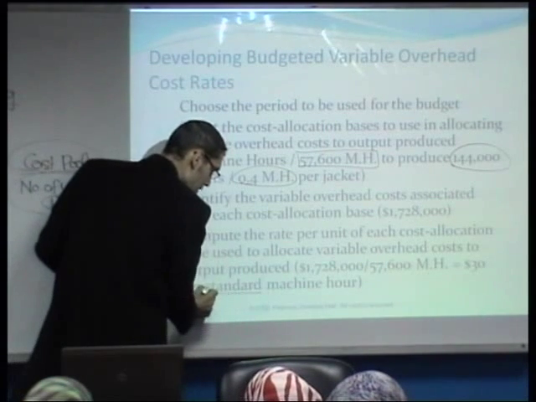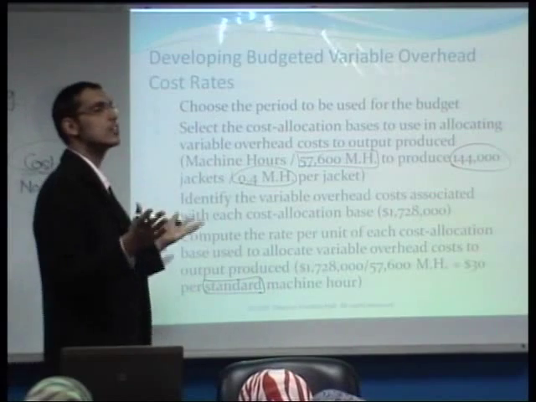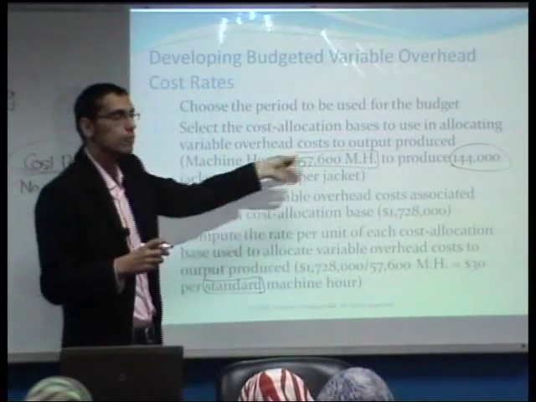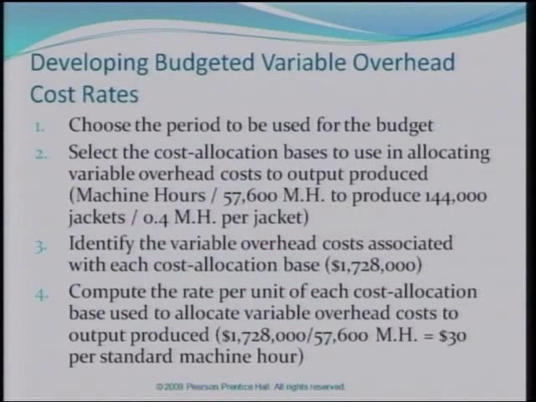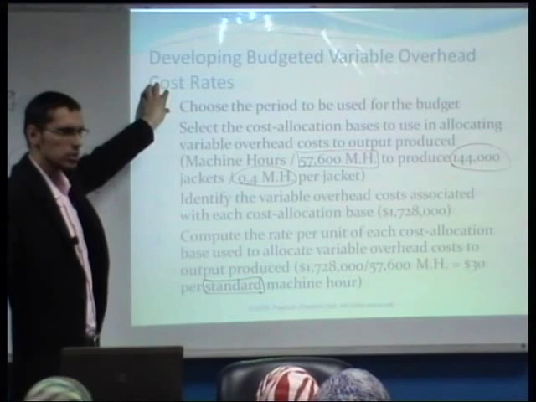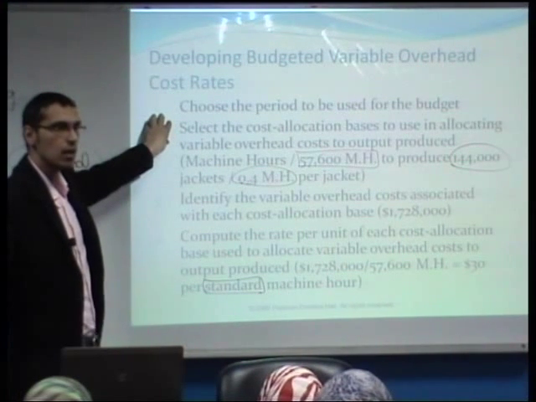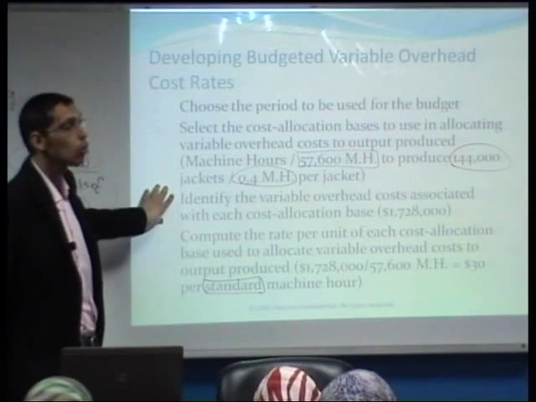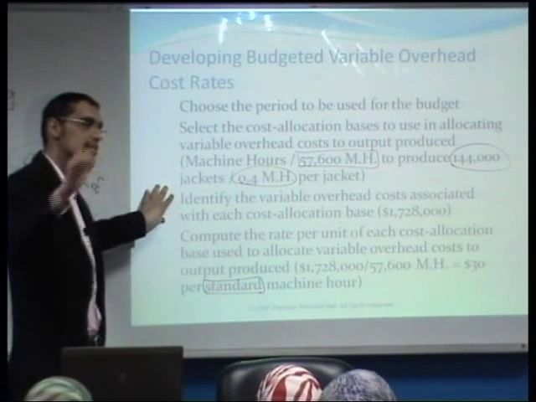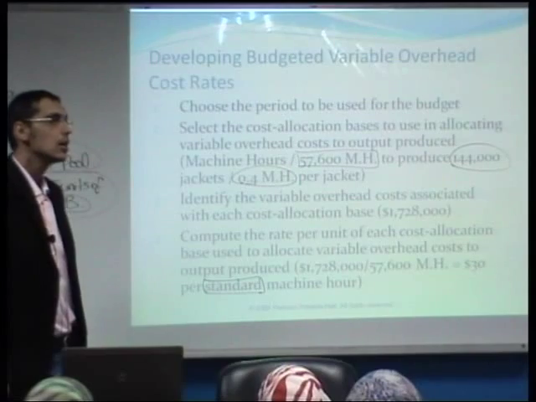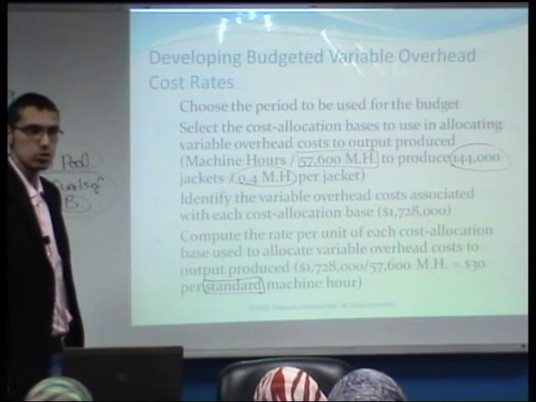Per standard machine hour. Why standard? Because we are considering a standard number of machine hours, and also the standard costs, or the cost pool for the variable manufacturing overhead. Therefore, for the standard budgeted rate for the variable manufacturing overhead, first of all, we need to choose the budgeted period. We need to select the cost driver, or the allocation base. Then we need to determine the costs associated with this allocation base. And at last we need to compute the standard rate, or the budgeted rate, for this type of costs. Any questions?